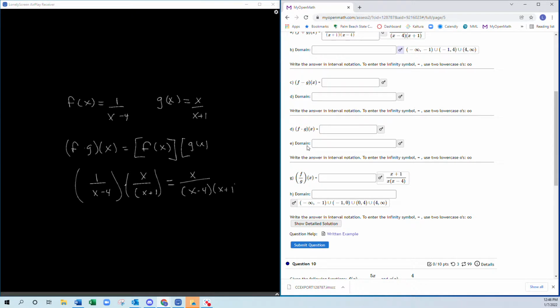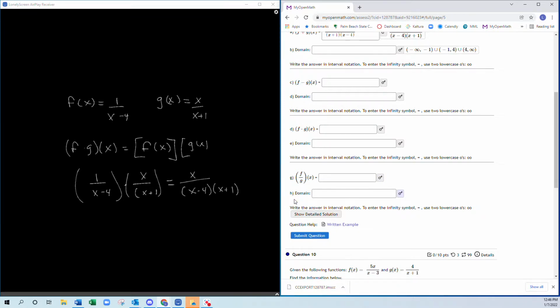And again, it is exactly the same denominator. Oops, I gave you a little sneak preview there. It's exactly the same denominator, so the domain would be the same as the first question.